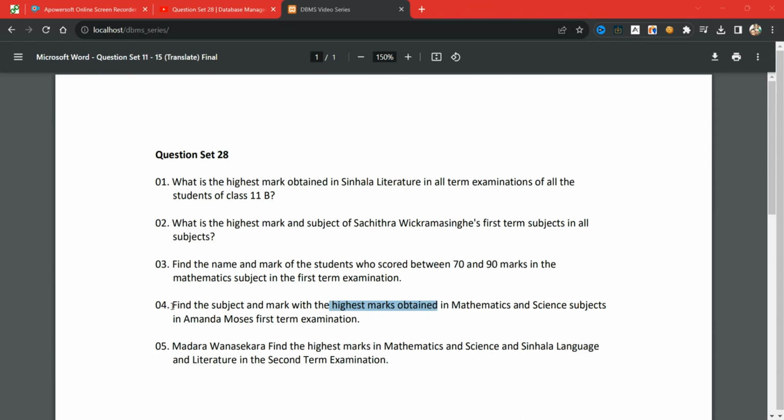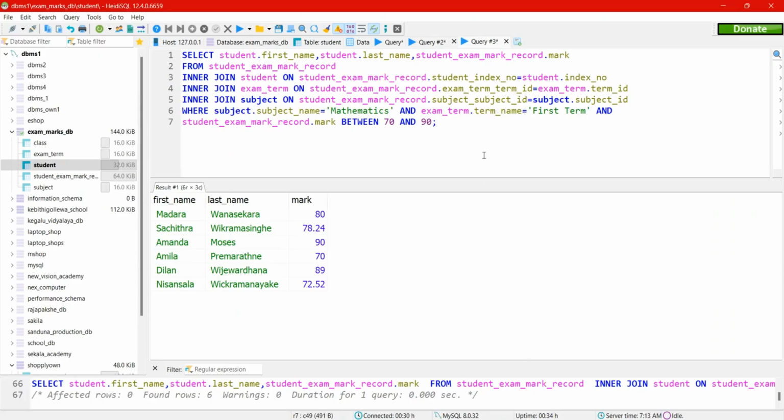So in this question they have told us to find out the highest mark and the subject related to the highest mark. That means they have given two subjects, mathematics and science. Within these two subjects, we need to find out the highest mark and the related subject, whether it is mathematics or science.